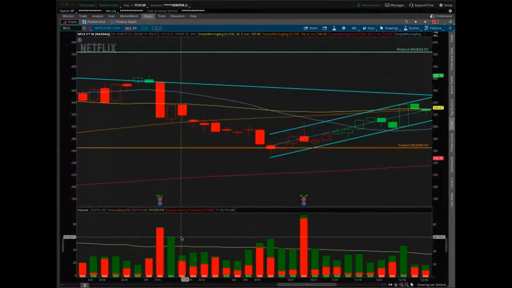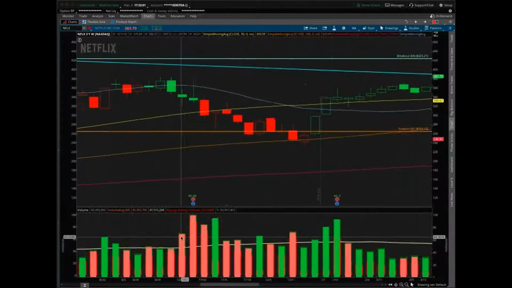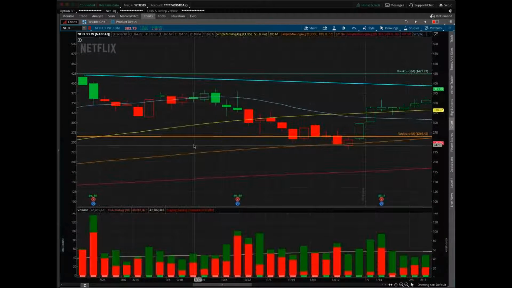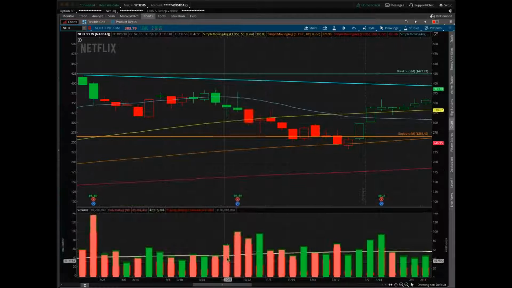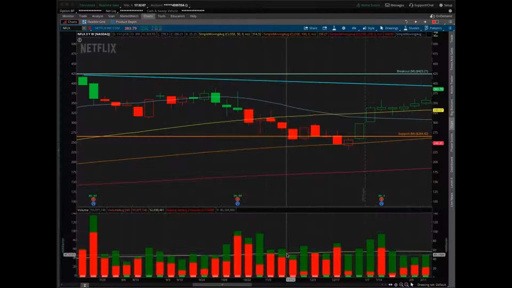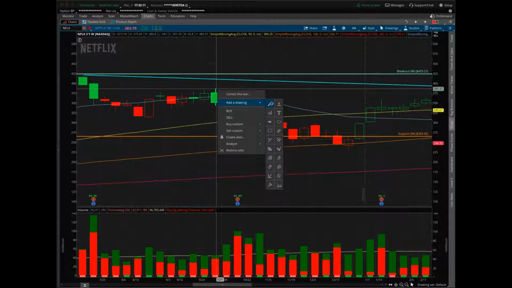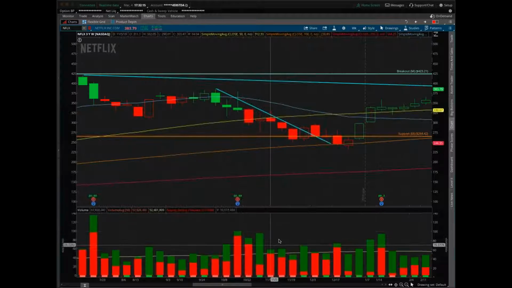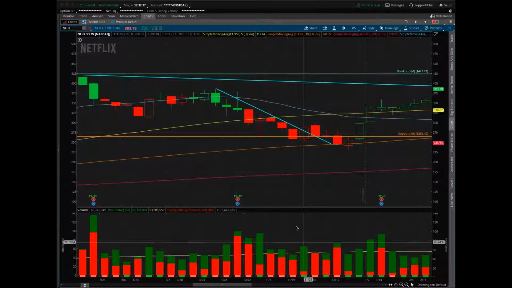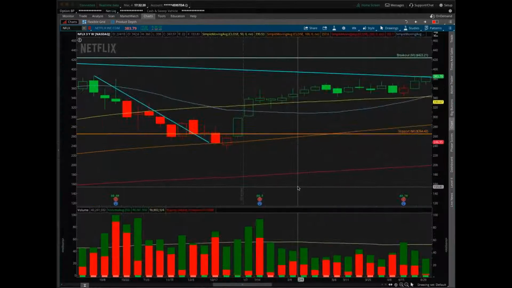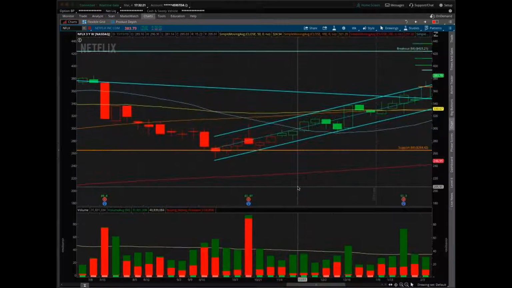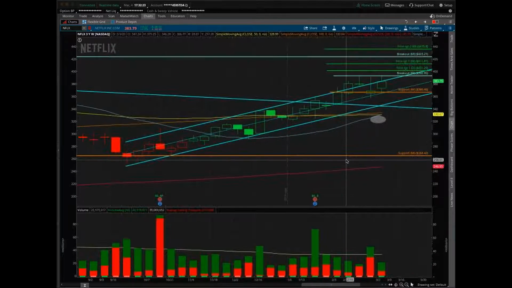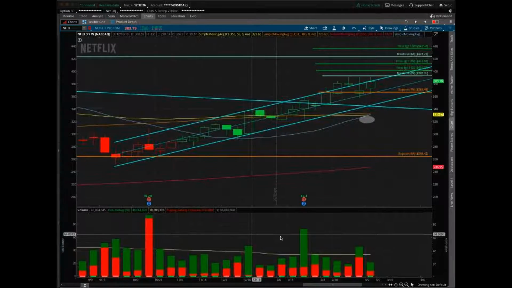Or it'll tell us there's a lot of sellers coming in here. Like here, when it was selling off, we had a lot of above average selling coming on, and we were downtrending with a lot of above average selling happening. Okay. So here we're uptrending with a lot of above average buying happening.